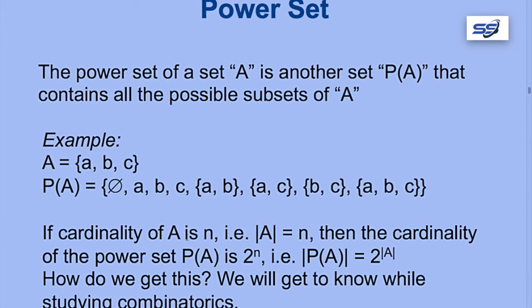If the cardinality of A is n, that is |A| = n, then the cardinality of the power set P(A) is 2 power n, that is |P(A)| = 2^|A|. How do we get this? We will get to know while studying combinatorics.